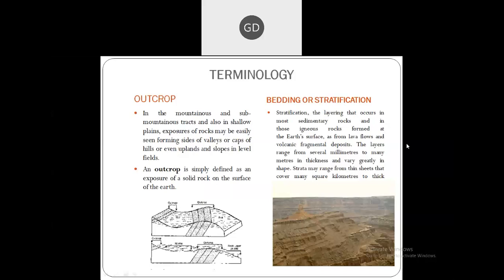Then another term that comes under bedding or stratification is lamination. Lamination is a term very similar to stratification. It means that these are extremely fine-grained sedimentary rocks made up of clay or silt, which have different layers, and these layers are so thin that they are paper thin, like a paper. This is known as lamination.